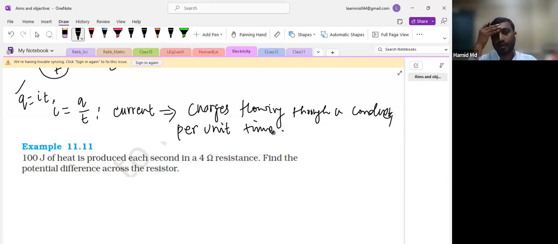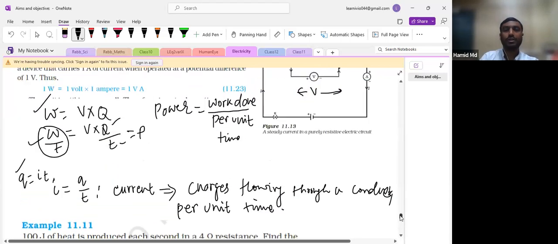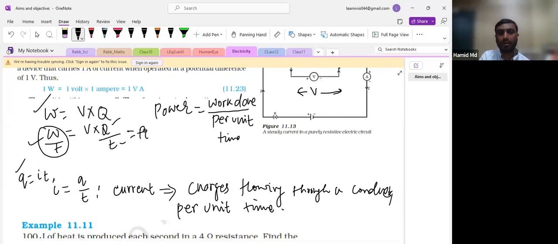Yes, sir. So this Q over T is what we use to define the work done. Work done per unit time is power. So we are getting power as VQ over T. Clear? Now Q over T is nothing but the current. So this power will be equal to V into I. Clear? This is P equals VI.